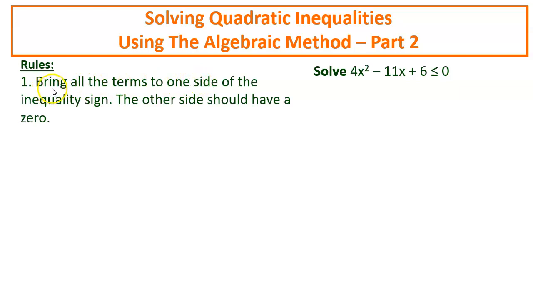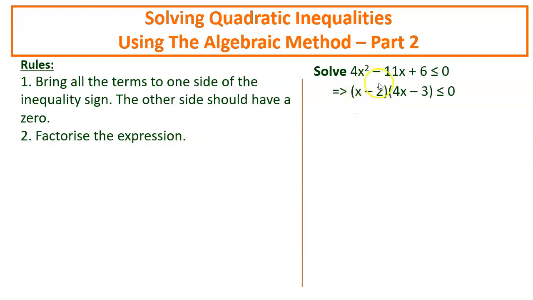The first rule says bring all the terms to one side of the inequality sign, and the other side should have a 0. But for this particular question, all the terms are on one side of the inequality sign, and the other side is having a 0. So we do not have to do anything more to follow the first rule. The second rule says factorize the expression. So we will be factorizing the expression using the middle term splitting method. This is x minus 2 times 4x minus 3 is less than or equal to 0.